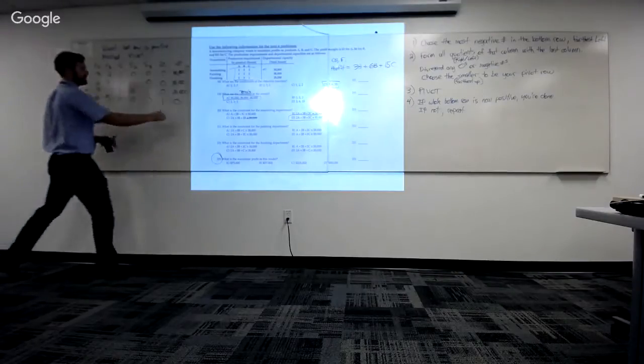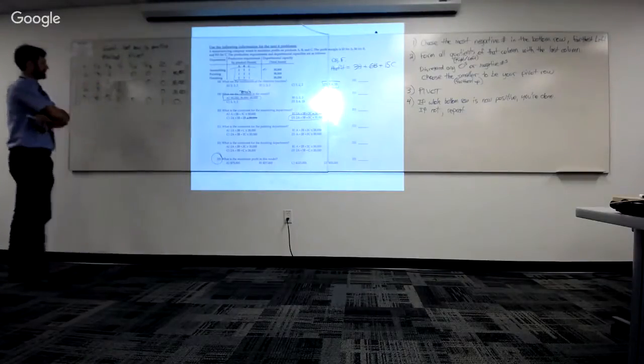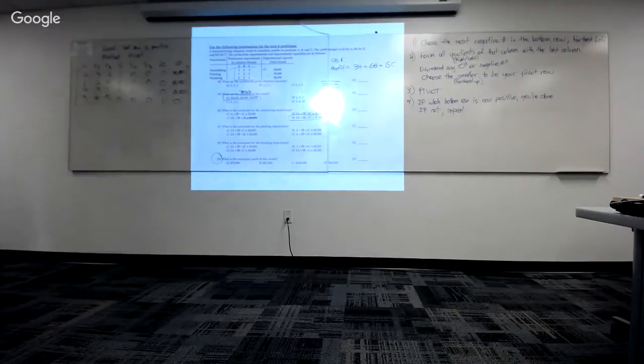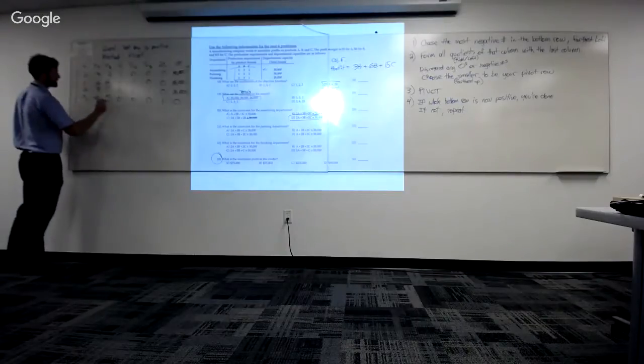Okay. So our goal is to make the whole bottom row positive. The method is to find a pivot. And we start with our 4 steps over there. Step 1, choose the most negative number in the bottom row. That's negative 15.